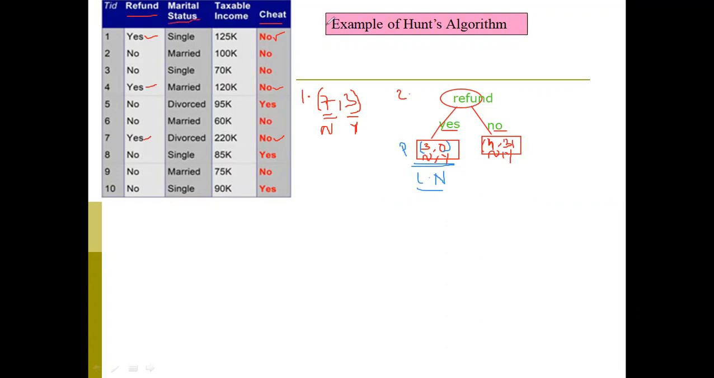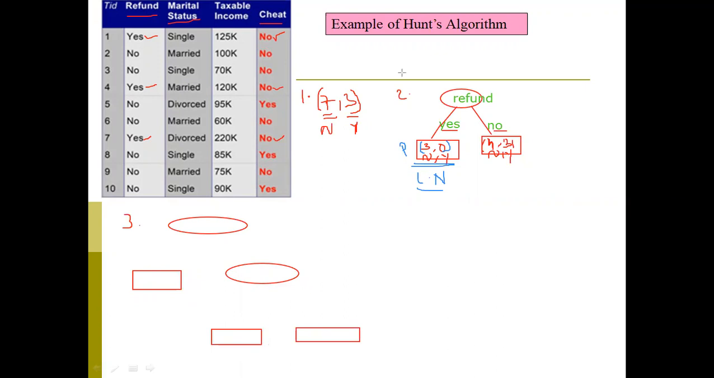Okay, so for this, now we are in step 3. In step 3, you can draw this diagram as it is. So for that, this is refund. And after that, this is marital status. And then this is the class label. And under marital status, again, we have 2 number of things.